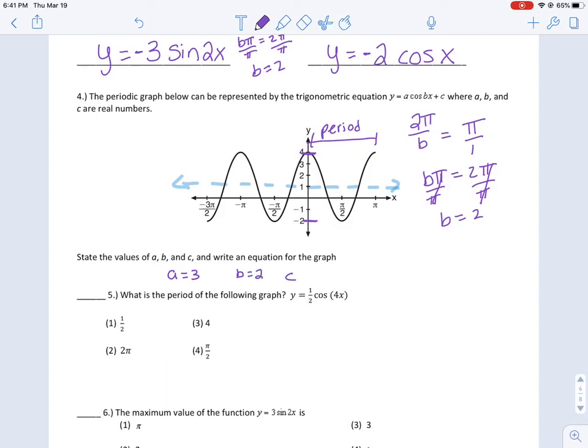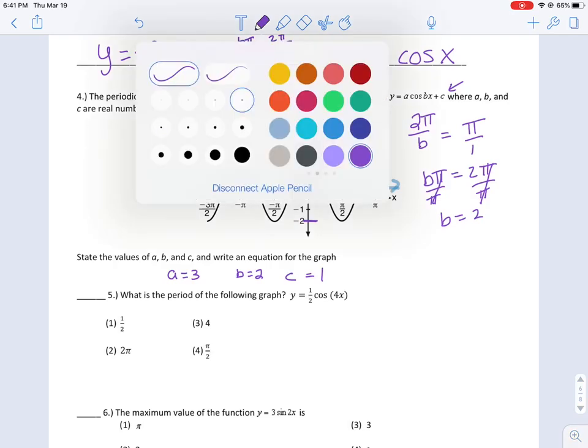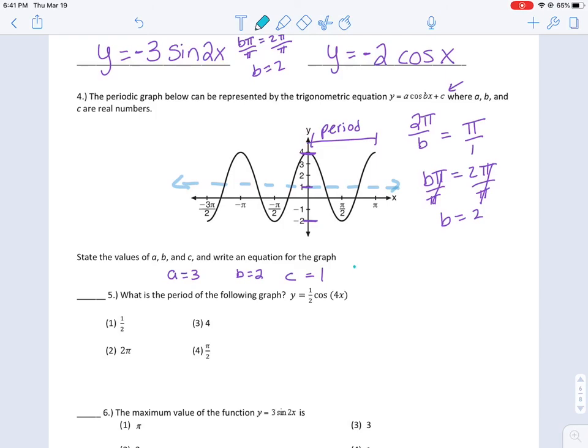My c value, if we look at this general form, is what your shift up was. So that's what we did first. We found that midline, which was at 1. They also asked us to write an equation, so let's just write an equation quick. I have y equals, my amplitude is 3. This is a cosine graph because it starts at its maximum. My b value is 2x plus 1.